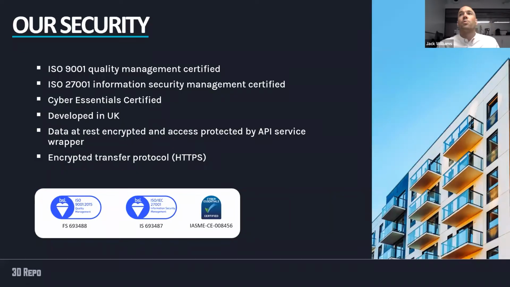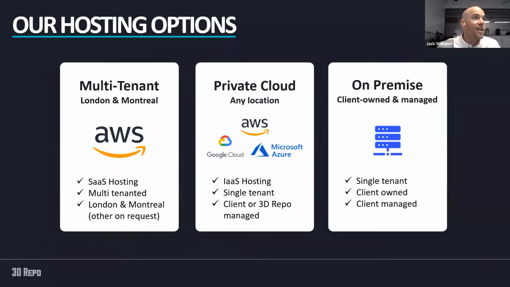Now, to security, so we are ISO 9001 and 27001 certified. We have our Cyber Essentials. 3D Repo is fully developed here by our London software development team, and everything we do is encrypted and access protected by an API service wrapper. And just in terms of our hosting options, we can be flexible with this. We do host our multi-tenanted server through AWS, which is based here in London. We have a server that's been spun up in Montreal for a project that we're doing up there. But if you do require private cloud deployment, we can arrange it for you through the likes of Google Cloud, AWS, or Microsoft Azure. And lastly, we can provide on-premise as well.